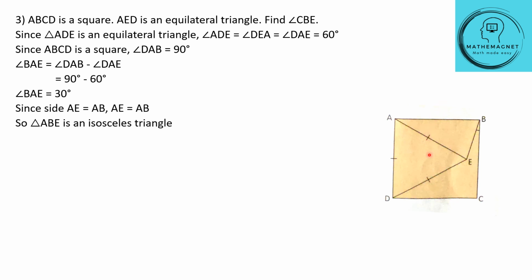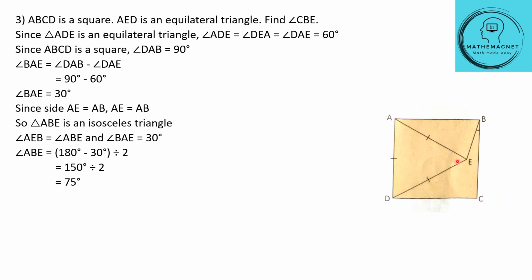Now in this triangle ABE, what are the facts we know? We know angle ABE is equal to AEB because in an isosceles triangle the angles opposite the equal sides are equal. So these two angles will be equal and we know the third angle BAE is 30 degrees. So now we can find ABE by subtracting 180 minus 30 divided by 2. So it will be 150 divided by 2, which is equal to 75. Now we know angle ABE is 75.